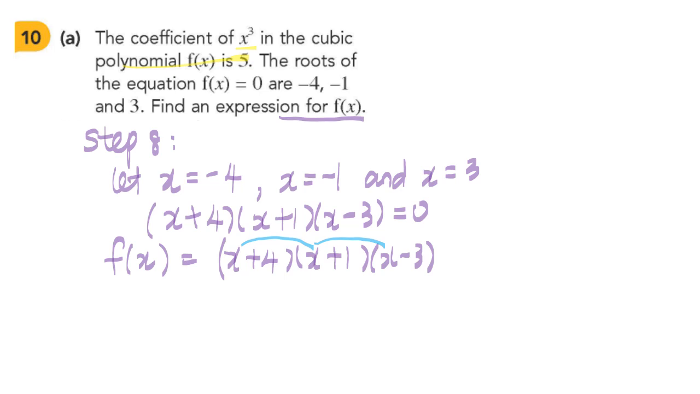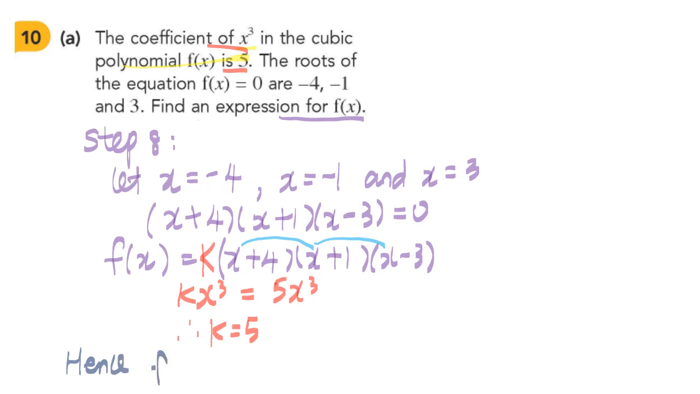So how we do it is that we add a constant. Okay, we add the constant in front of all your linear factors. Right, and then we multiply them, multiply the first term, which is x times x times x times k, gives you kx cubed. And this kx cubed must be equal to 5x cubed. So therefore your k is equal to 5, and hence your f(x) will be 5 bracket x plus 4 bracket x plus 1 x minus 3.